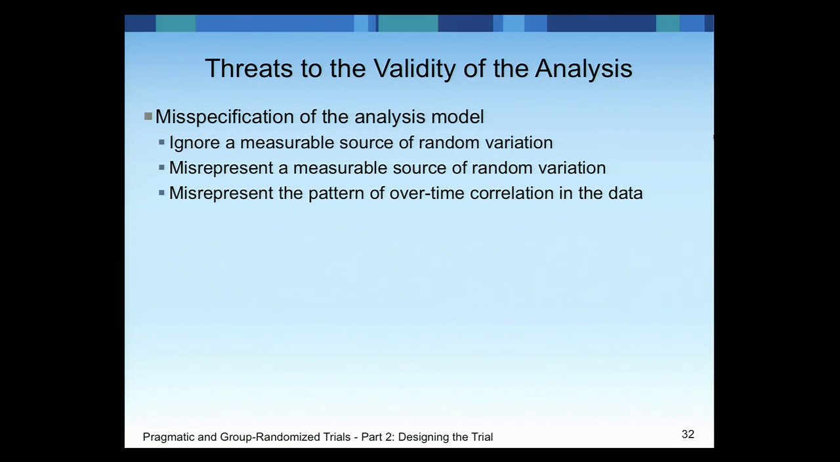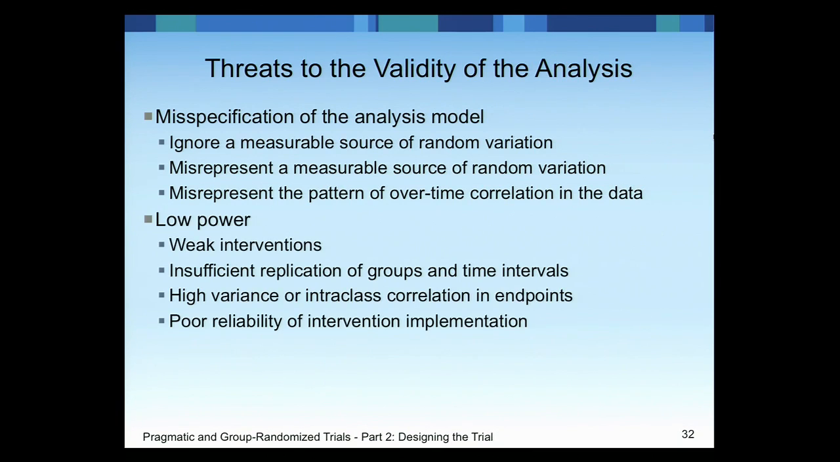You don't want to misrepresent the pattern of overtime correlation in the data either. If you only have pre-test, post-test design, there can be only one correlation. You can't get it wrong. But if you have pre-test, post-test, 1-year follow-up, 2-year follow-up, and so forth, you can have multiple correlations across those different intervals. They're probably not all the same, but some of the standard techniques that we use in analysis assume that they're the same, and that's a way of misrepresenting the pattern of overtime correlation in the data.